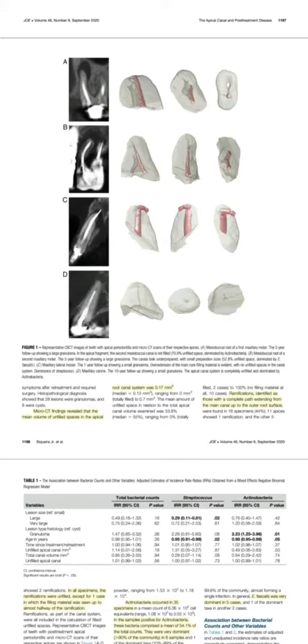Also, they found an association between the total bacterial count, actinobacteria count, and streptococci counts with the volume of unfilled canal spaces. This was found only in the unadjusted analysis. However, this has not been confirmed with the adjusted analysis.